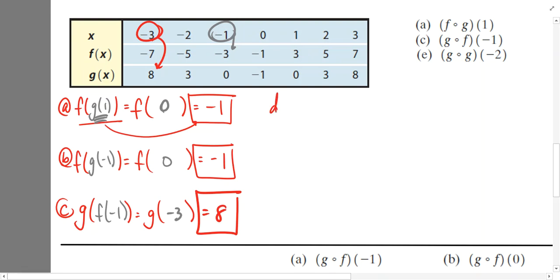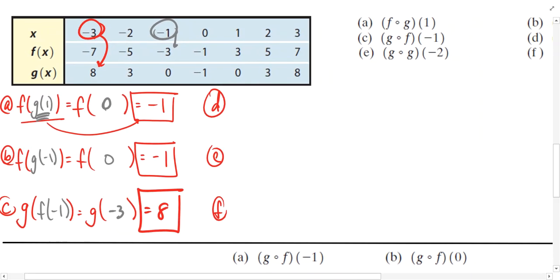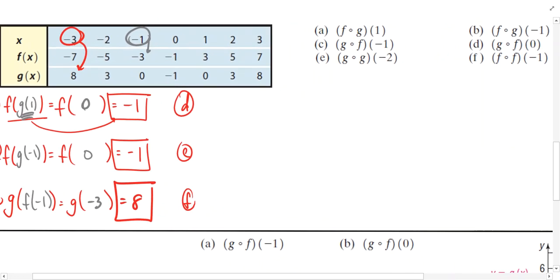I'd like for you to try D, E, and F on your own now. Please do so. Pause the video and resume playback in a moment to check your work.